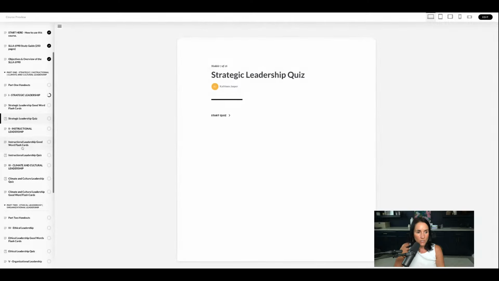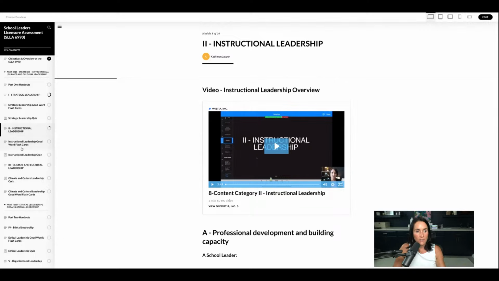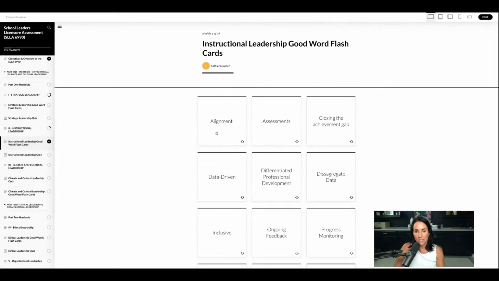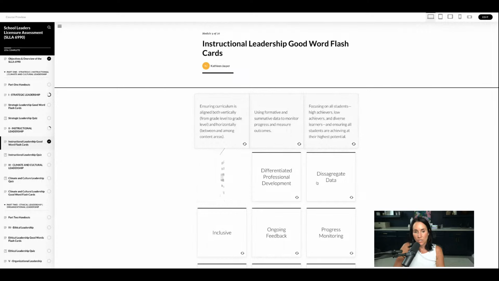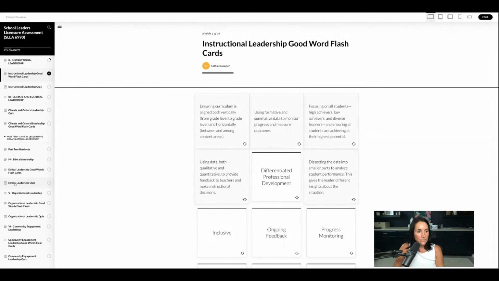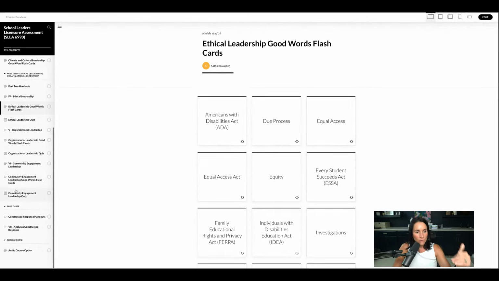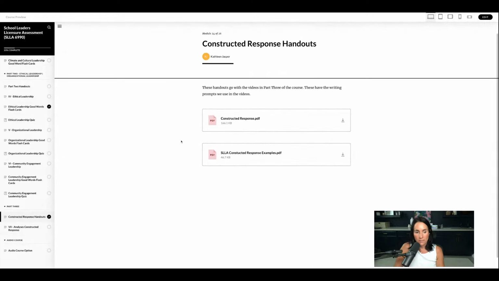And the same thing with instructional leadership. I go through each and everything. So there are videos for every single thing. I've even got some digital flashcards if you're someone who likes digital flashcards. Then we get into ethical leadership, good words, flashcards there, goes through everything there. And then I have constructed response.